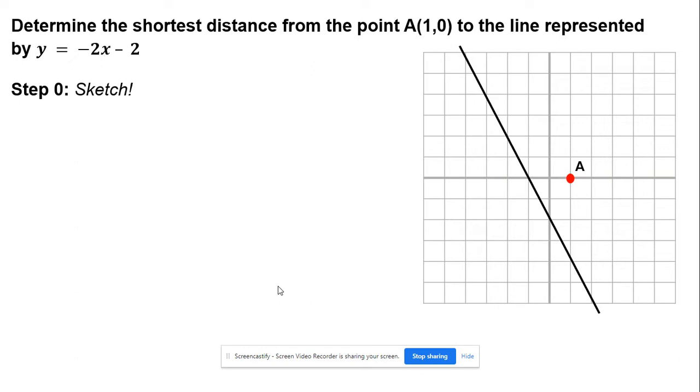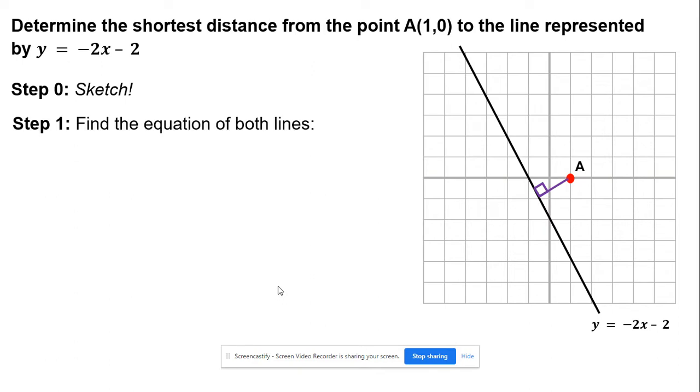We talked about in class how that shortest distance is always going to be along that perpendicular or right-angled line. So any other line that you can imagine from A to y equals -2x minus 2 is going to be slightly longer or much longer than that right-angled purple line. So our goal here is to figure out the length of that purple line.